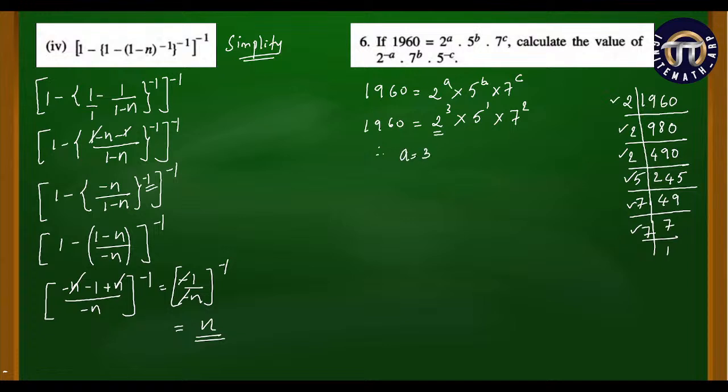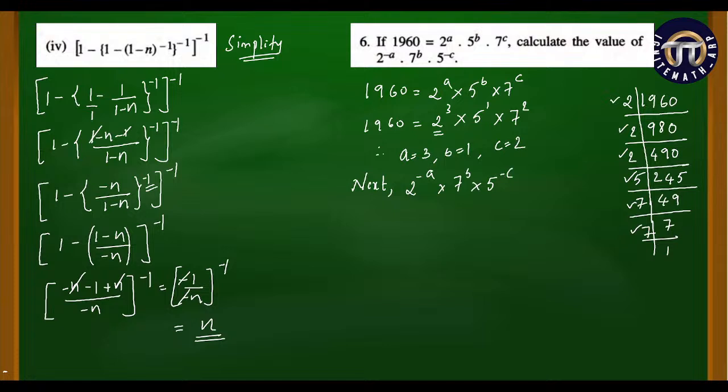What is b? b is nothing but the power of 5. So b is equal to 1. What is c? That is the power of 7. So c is equal to 2. Clear? So next what I'm supposed to find out, my job is not over, children. I have just found out the values of a, b, c. Later I need to find out the value of the expression 2 to the power of minus a into 7 to the power of b into 5 to the power of minus c.